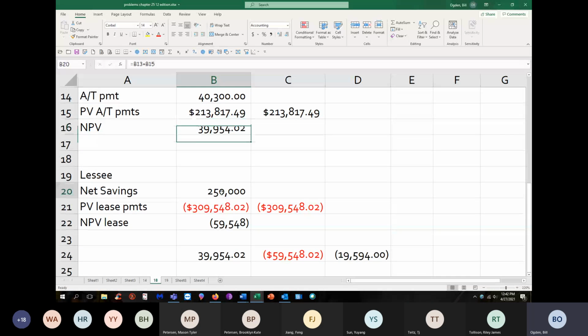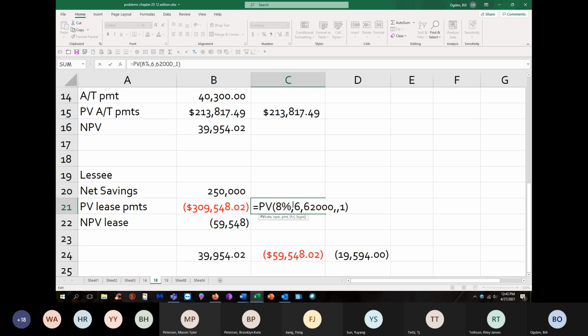Well, here we go. 250,000 is the net savings, which is just the initial cost, because there is no adjustment to it for the loss, excuse me, for the loss of the depreciation tax yields, because they're not owners. So anyway, we take the present value of the after-tax lease payment, which for the lessor or lessee is the before-tax payment. There's no difference. So it's 8%, 6 payments, 62,000 each, beginning of the period.